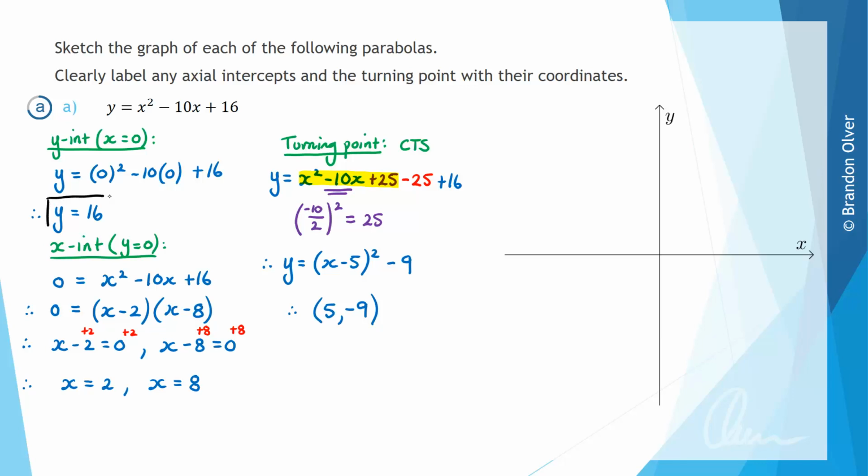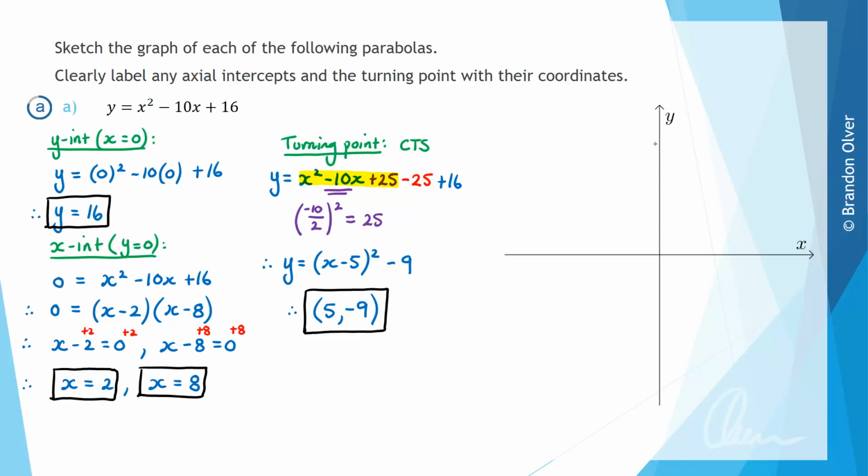So now we know that the y-intercept is 16. We know we have x-intercepts at 2 and at 8. And we know that the turning point is at 5, negative 9. So we can use that information to sketch a full graph of this parabola. So there's two ways to do this. We could plot all of those points and join them up, or we could sketch approximately where we think the parabola is and then label the points second.